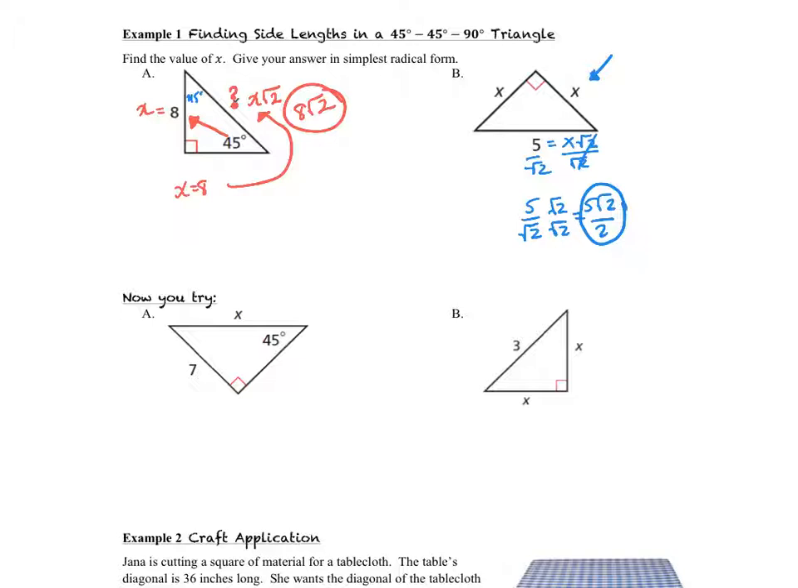If you feel like you're ready to try it, pause the video. If not, you can listen right now. Okay, across from the 45 is our x. So x equals 7. Even though this says x, it's really not x. Across from the 90 is x radical 2. Since I know x is 7, I can substitute that in to get 7 radical 2.